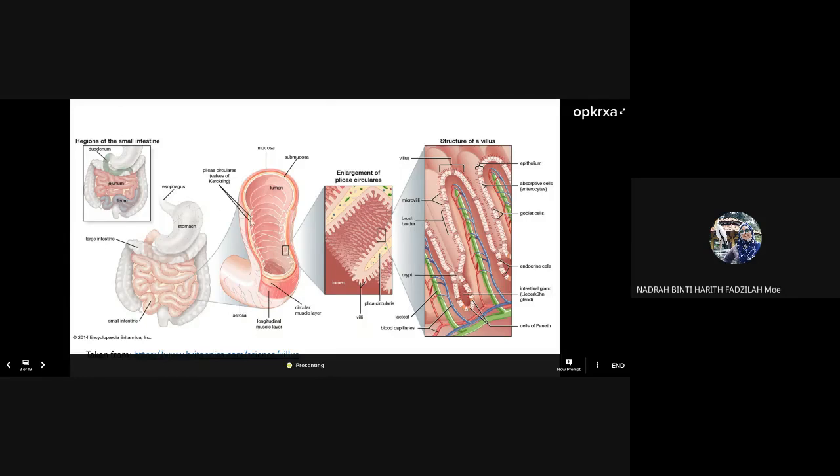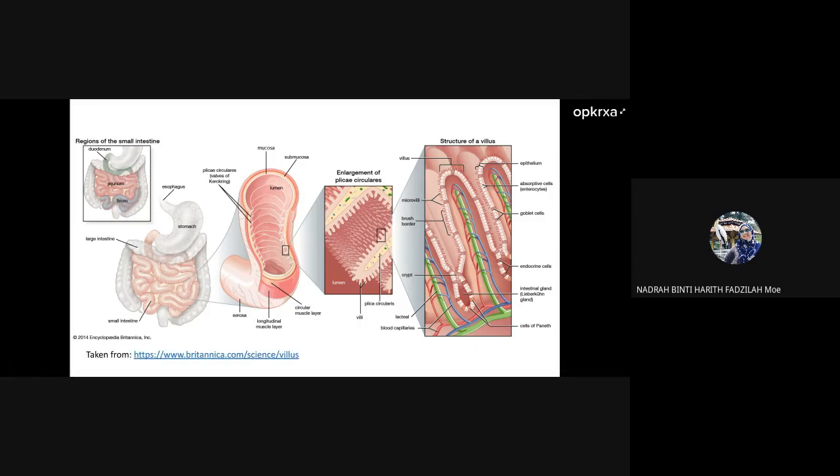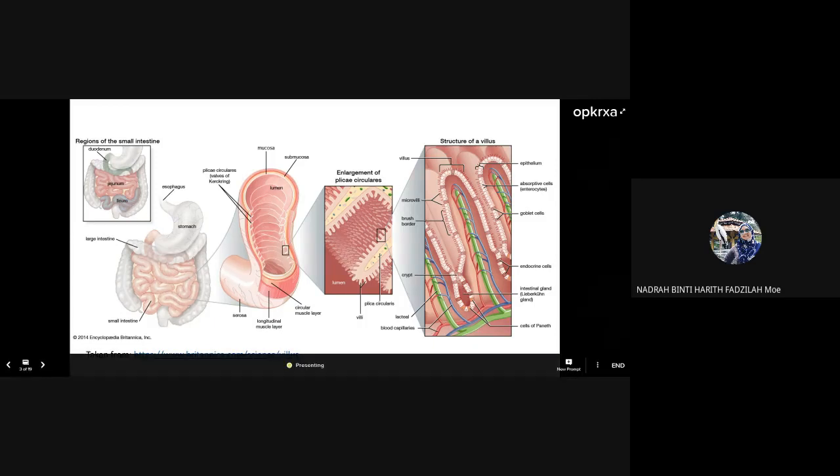Okay, villi ni, kalau kita tengok pada structure ni, the first layer outside we can see here is epithelial layer atau epithelium. Between the epithelium, we can find goblet cells. And then, when we take a look at the epithelium tu, dia punya layer turun ke bawah membentuk satu lengkuk dekat situ, forming a sort of groove at the bottom part there. So that groove is a type of gland that secretes enzymes.